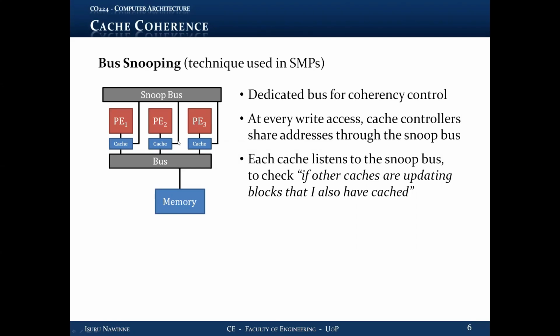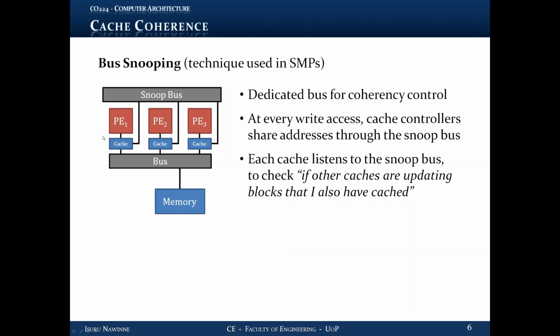That information is received by the cache controller of processing element 2. So what this cache controller has to do is listen to that and check: do I also have that same address in my storage? If I do, then I need to do something about it, right? So that is the key characteristic of a bus snooping system.